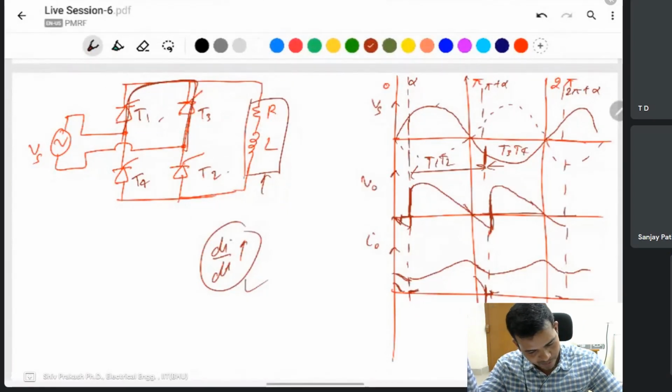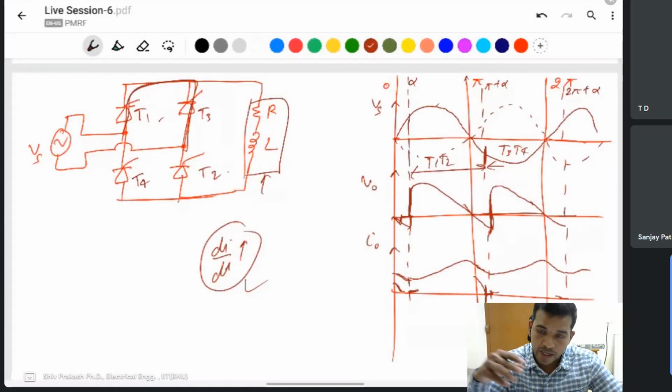Sir, what I'm asking is, T1 and T2 are conducting even after pi because of inductance voltage. Yes, T1 and T2 are conducting, but at that time the source voltage reverses, so T3 and T4 get forward biased by the source. Yes, this one is forward biased, but you have not provided the gate pulse. If this were a diode, then definitely the diode would turn on. Yes, the diode will turn on, but the thyristor will not.